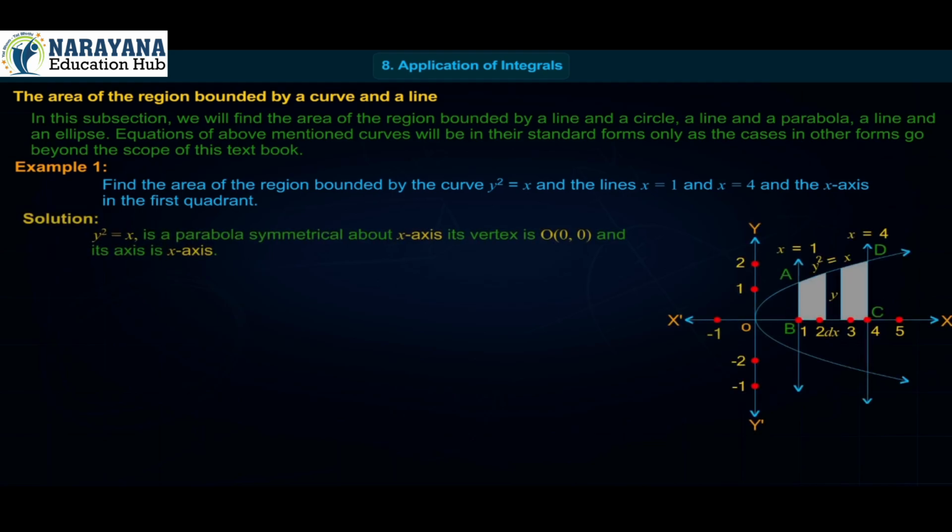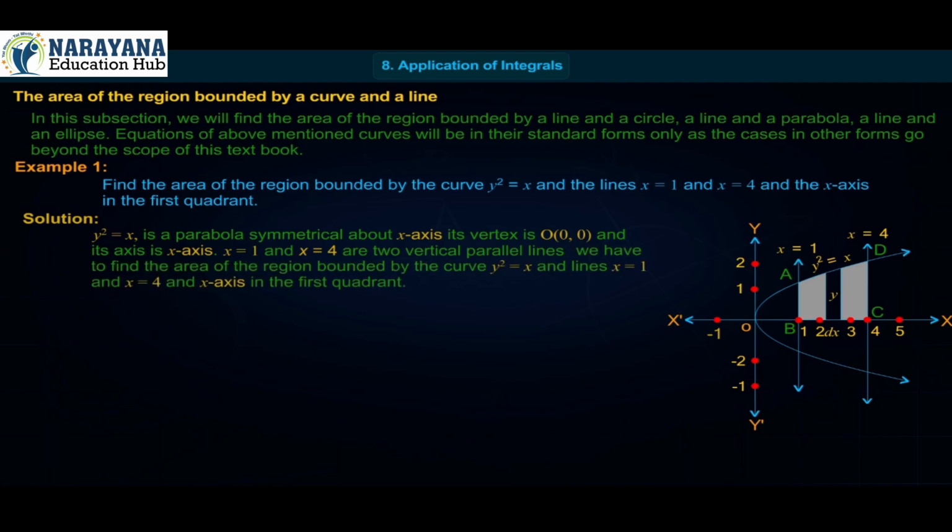y square is equal to x is a parabola symmetrical about x-axis. Its vertex is O(0, 0) and its axis is x-axis. x is equal to 1 and x is equal to 4 are two vertical parallel lines. We have to find the area of the region bounded by the curve y square is equal to x and lines x is equal to 1 and x is equal to 4 and x-axis in the first quadrant.